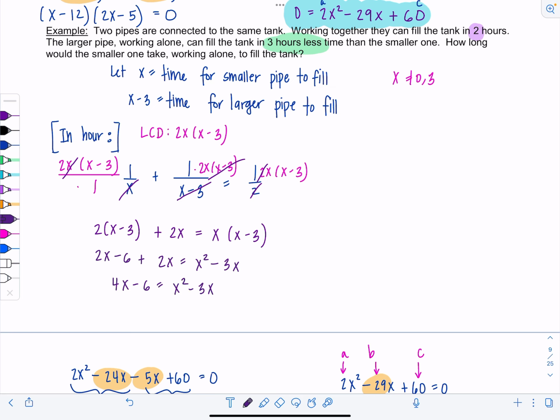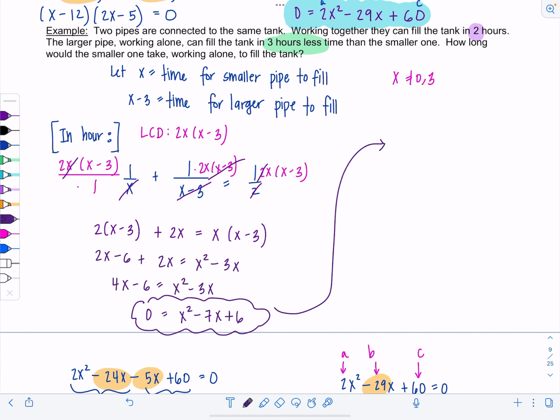We have a quadratic equation, do we not? Set this bad boy equal to 0. So 0 equals x squared minus 7x plus 6. Oh, this one's much cuter than the last equation. Heavens to Betsy, we can factor this, no big deal. 0 equals x minus 6, x minus 1. I love it. So x is either 6 or 1.